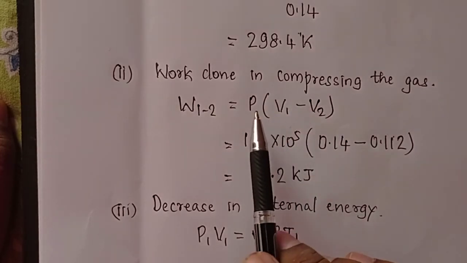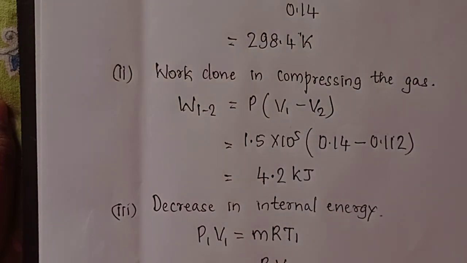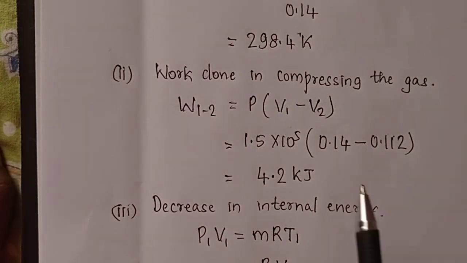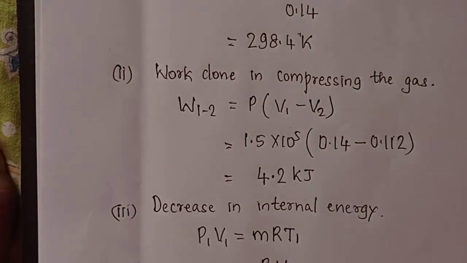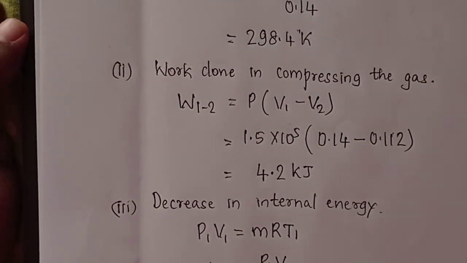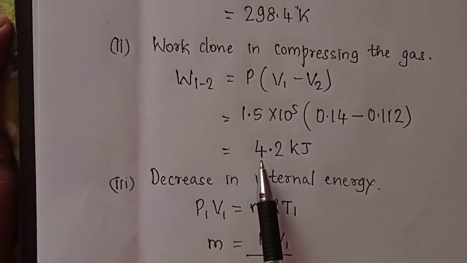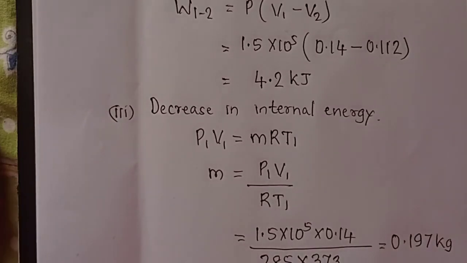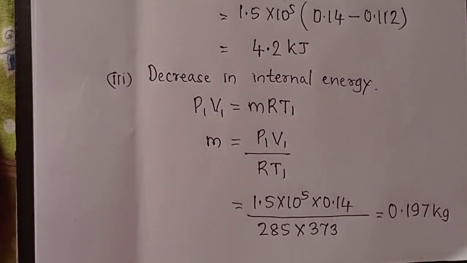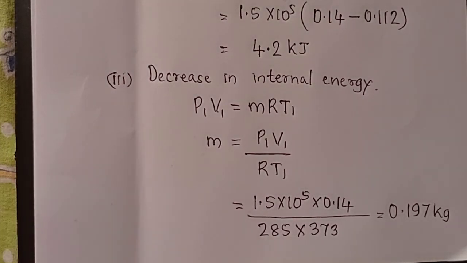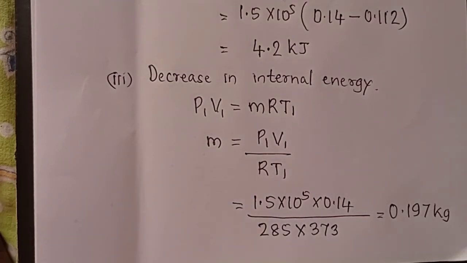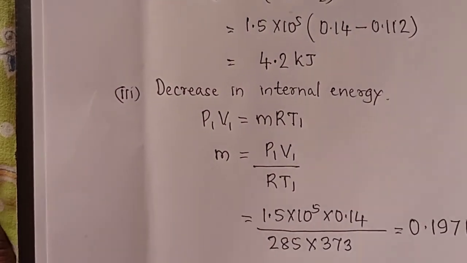That is, you have written V1 minus V2 because it is compression. So work done on the system is negative, or you can write PV2 minus PV1 and you will get the answer as negative. It means that work is done on the gas. So you will get the answer as 4.2 joules. And then next is to find out the decrease in internal energy. To find that, first we need to find out m. When you find the value of m, you will get the answer as 0.197 kg.